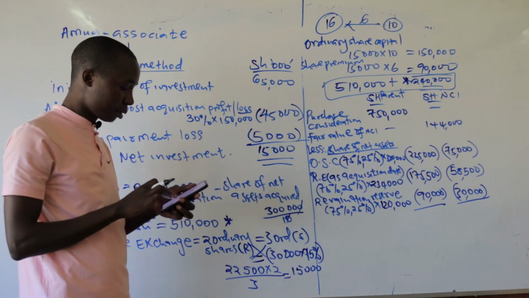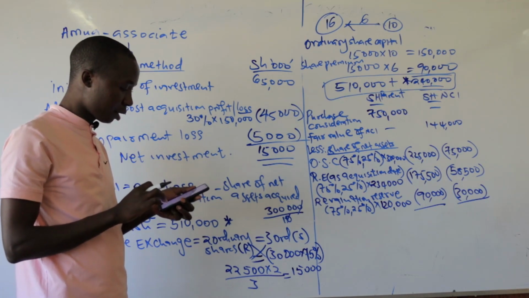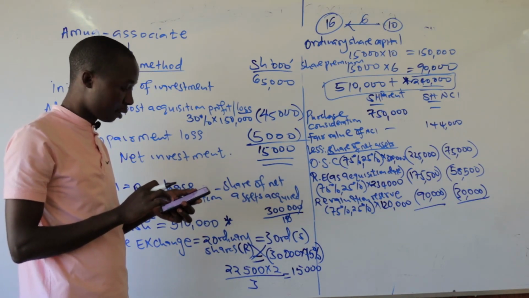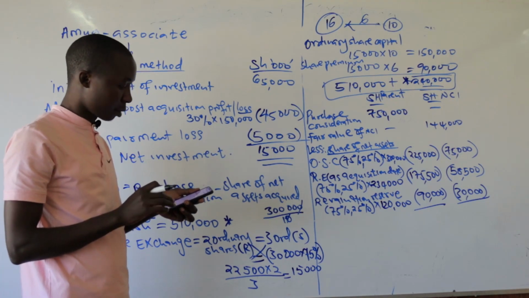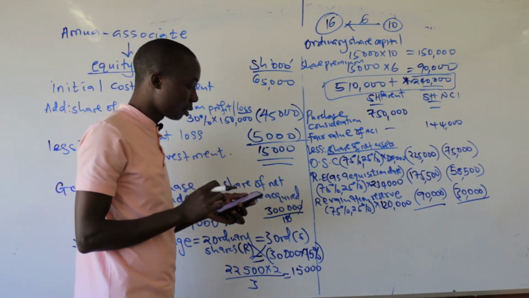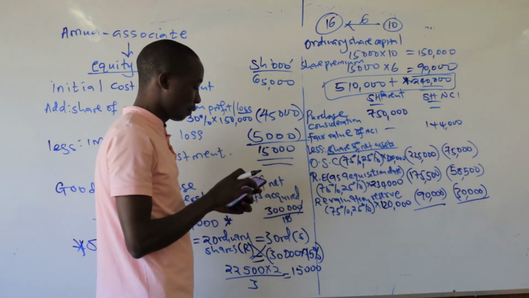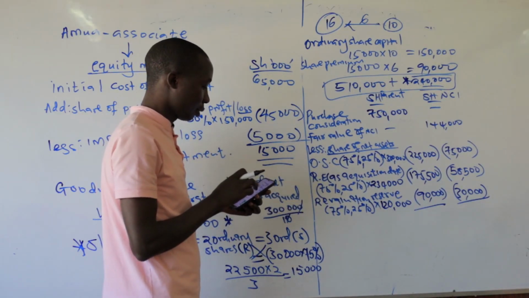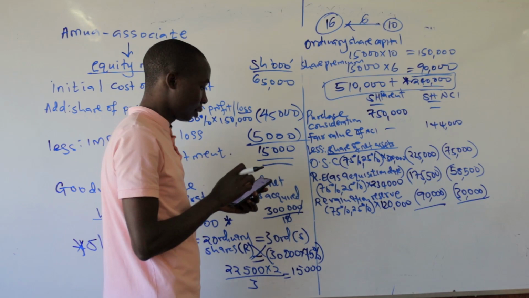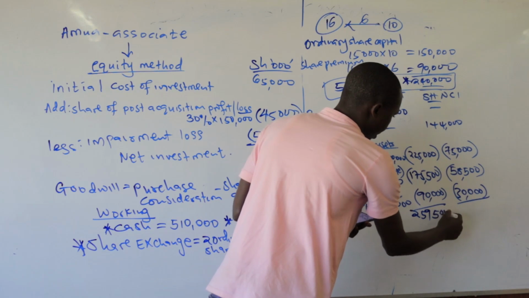So we say this: 750,000 minus 225,000 minus 175,500 minus 90,000. So that is around 259, because I've taken 750,000 minus 225 minus 175,500 minus 90,000. So this is 259,500.